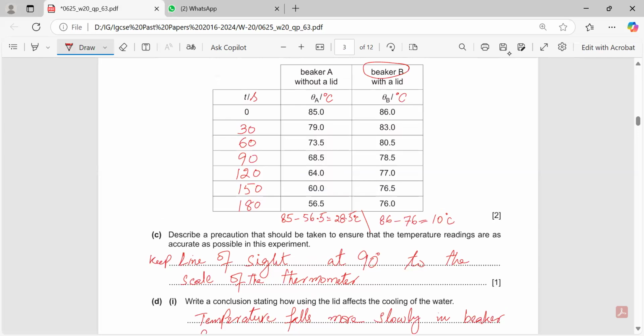I'm sure you are getting me. I mean, up to here temperature fall is more in the first 90 seconds as compared to the last 90 seconds in this case. And also here see 86 minus 78.5, so almost 7.5 degrees Celsius has fallen, and then only 2.5 degrees Celsius in the next 90 seconds. So what is happening? The decrease in temperature decreases with time.